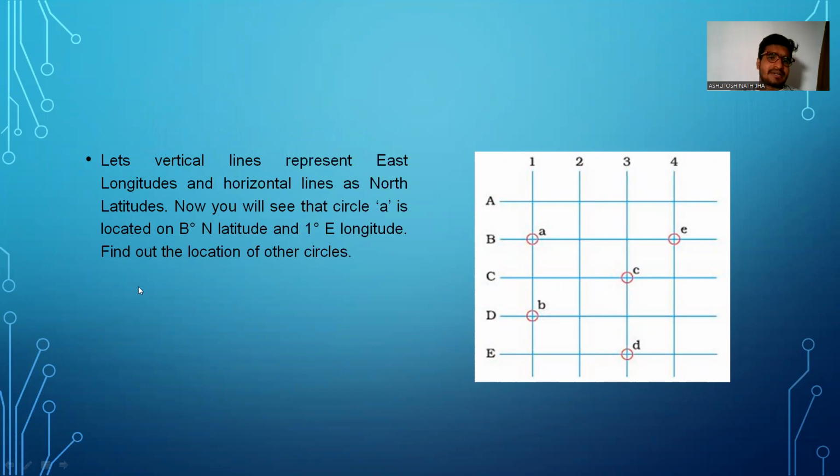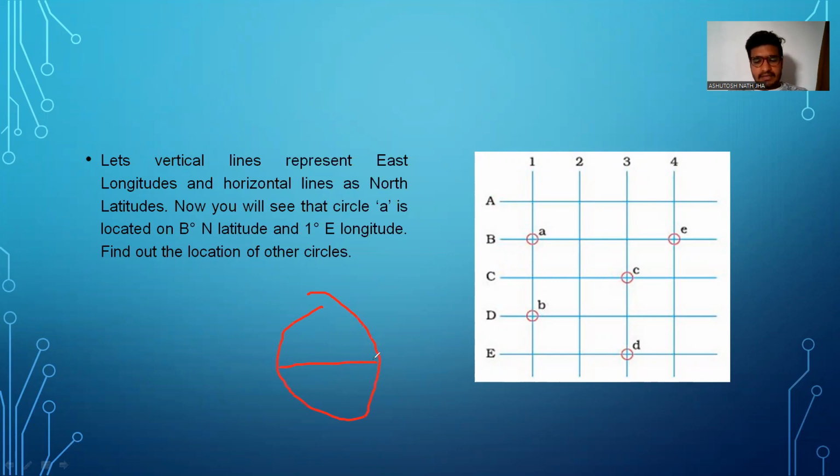Now let's see, vertical lines represent longitude and horizontal lines represent latitude. Now you will see that circle A is located on B degrees north latitude and 1 degree east longitude. So find out the location of the other circles. So let's draw a circle first of all, and then let the prime meridian divide it into two equal parts.